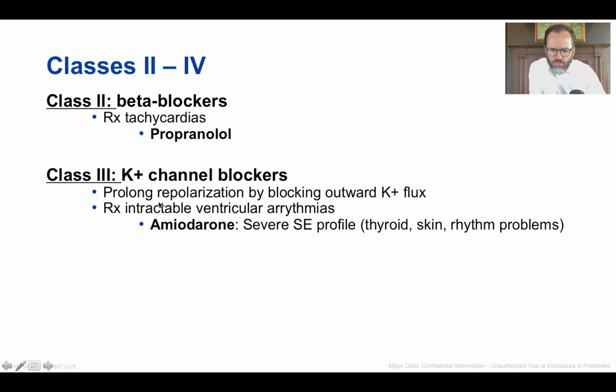Class 3, potassium channel blockers. These are going to be prolonging repolarization by blocking that outward flux of potassium, and are oftentimes used to treat intractable ventricular arrhythmias. There's a drug here called amiodarone that is often administered during advanced cardiac life support for ventricular arrhythmias, ventricular tachycardia, and fibrillation. The upshot is that it probably will save you. The downside is that it's got a severe side effect profile and is not necessarily well tolerated over the long term.